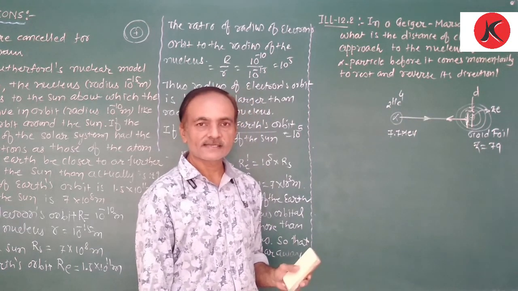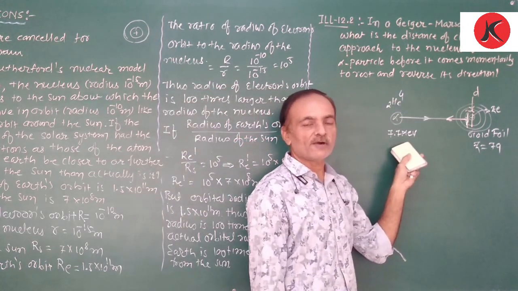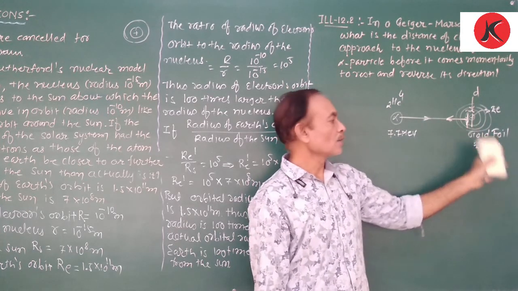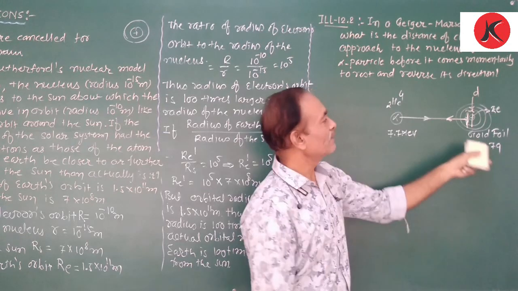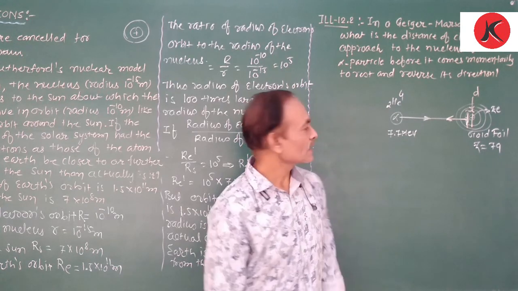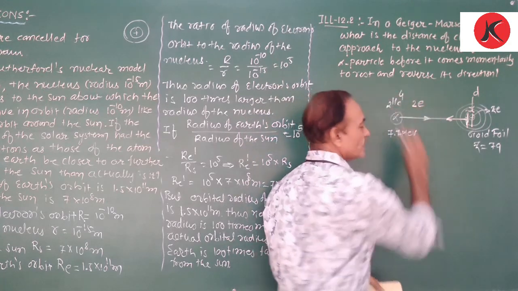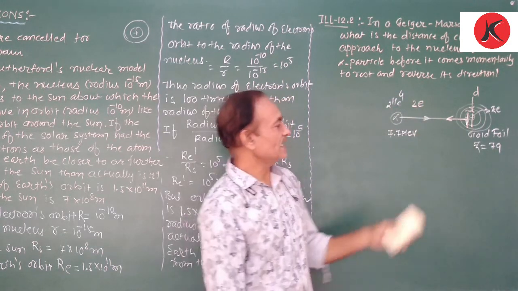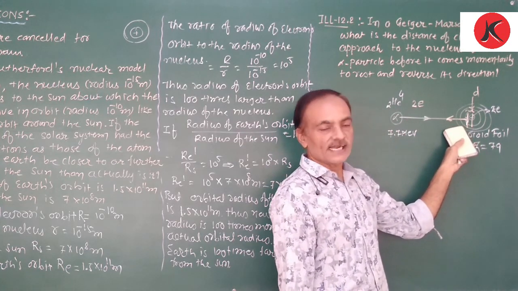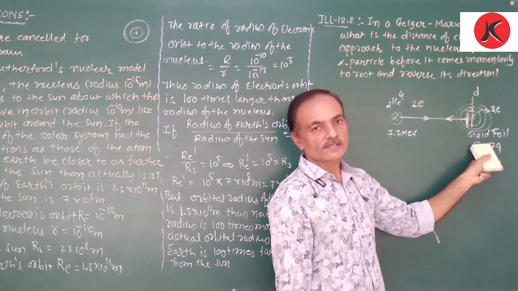Clear this thing? Again, the alpha particle is moving with 7.7 MeV energy towards the nucleus of the gold foil. Gold has atomic number 79. Therefore, the nucleus of the gold has charge Ze, and this charge is positive. The alpha particle is a helium nucleus, so its charge is 2e. Initially, with kinetic energy, the alpha particle is incident on the nucleus of the gold atom.